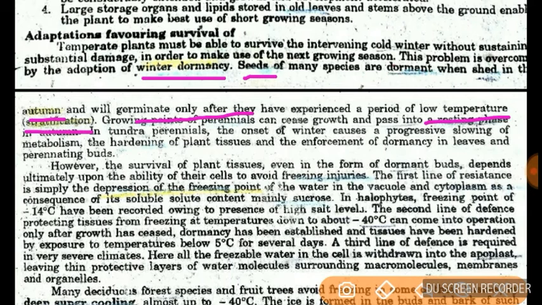and it is called stratification. Now we can say that not only seeds but the growing points of the perennials, okay, they also pass into the resting phase. So एक तरह से एक चेन हो जाती है, वो क्या है कि जैसे ही विंटर होता है तो there is a slowing of metabolism, low temperature, then there is slowing of metabolism, then hardening of plant tissues, and then enforcement of dormancy. It is the next stage. So we will see some more points over here.